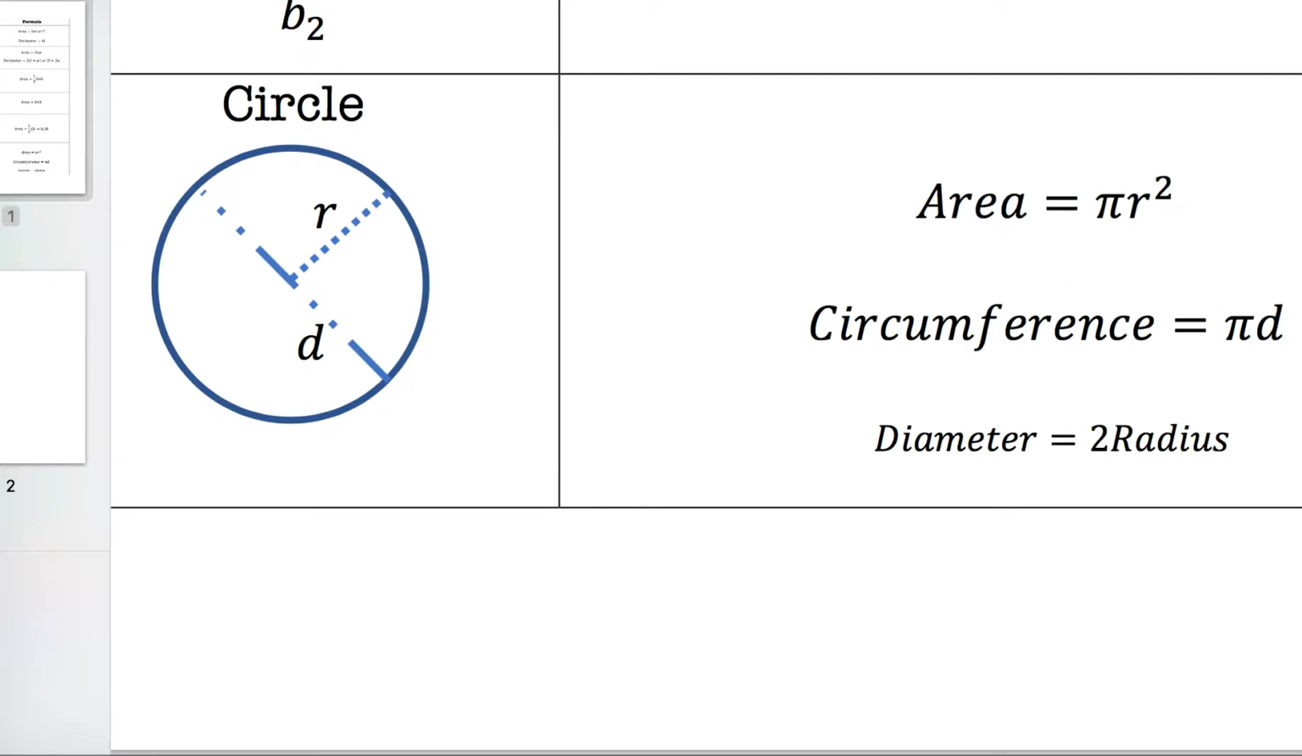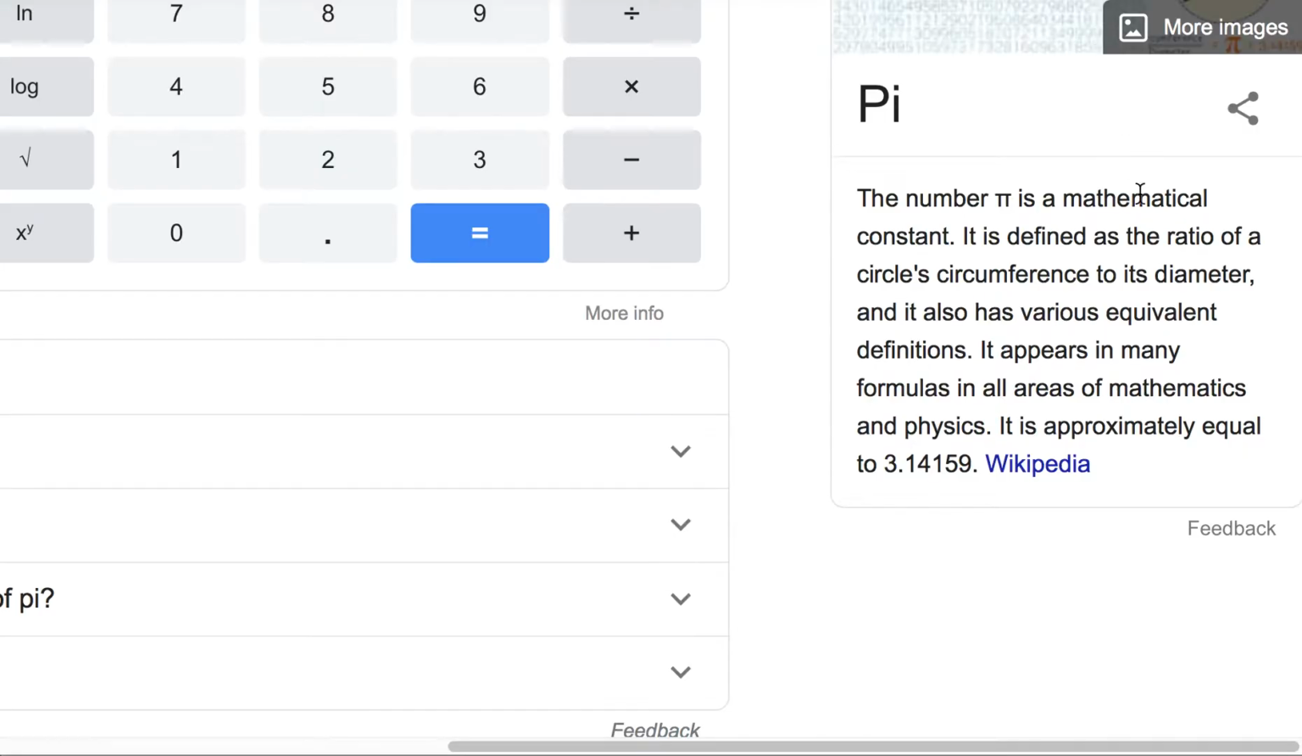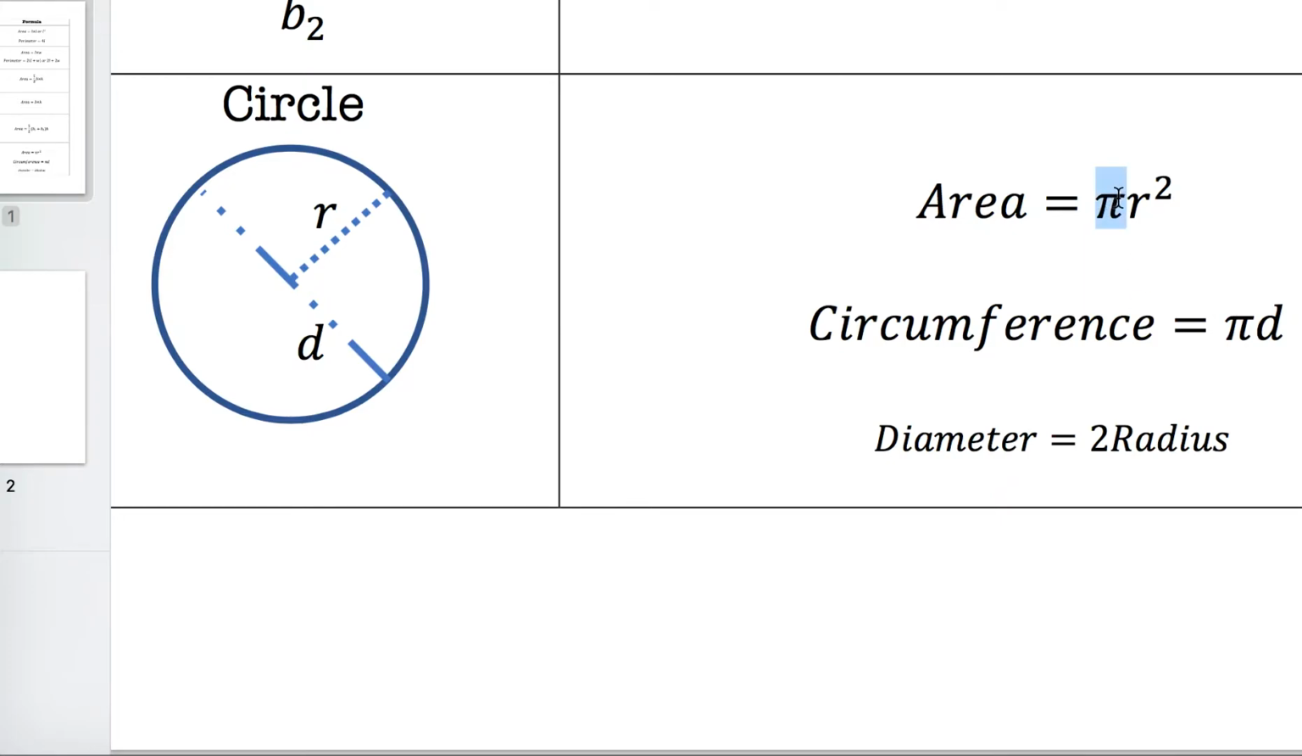Now, this symbol pi in math is a mathematical constant, defined as the ratio of a circle's circumference to its diameter, and is approximately equal to 3.14159 or just 3.14. So when you see that symbol right here, that's just a shorthand way of representing a number in math, and that number is approximately 3.14.